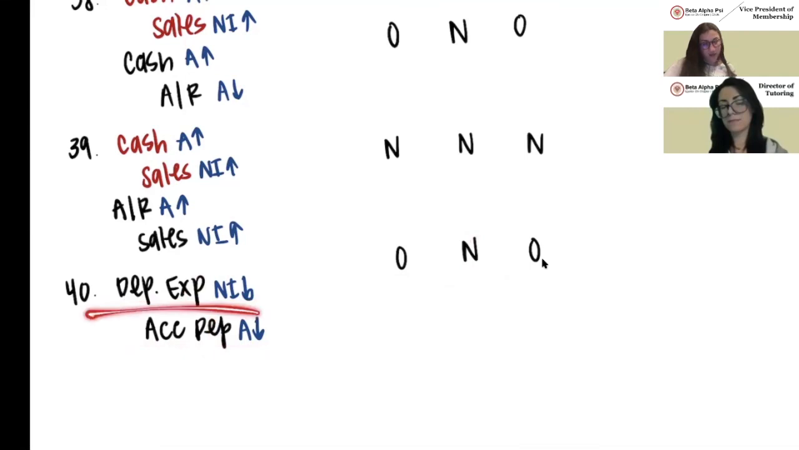And depreciation expense was never recorded. Our net income was never lowered, so our net income is overstated. And that is 31 through 40.